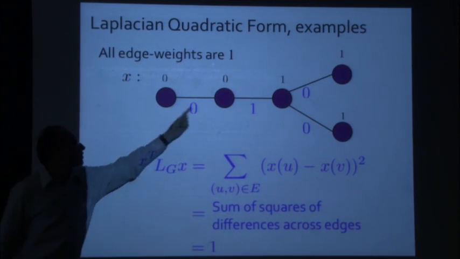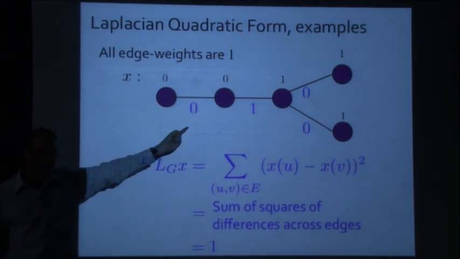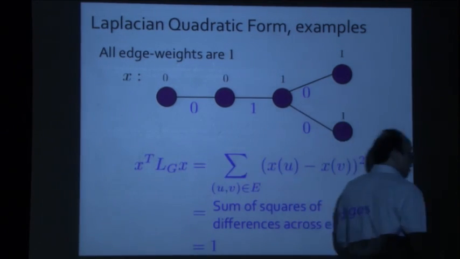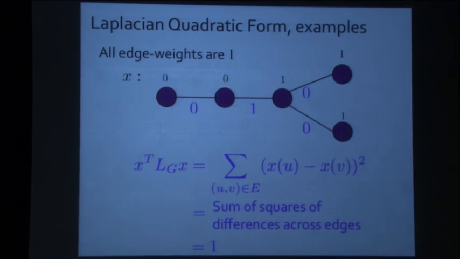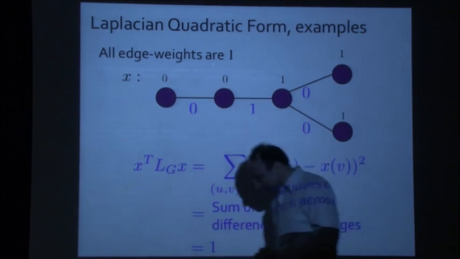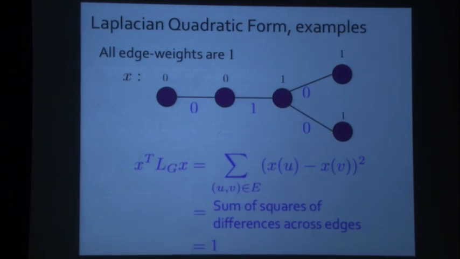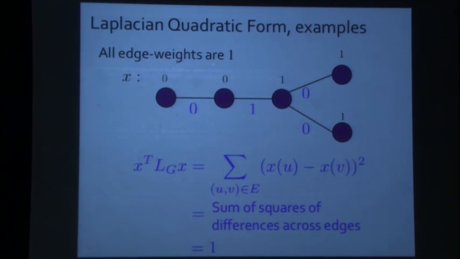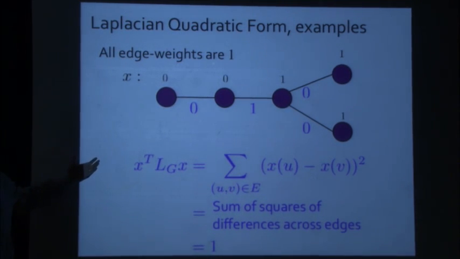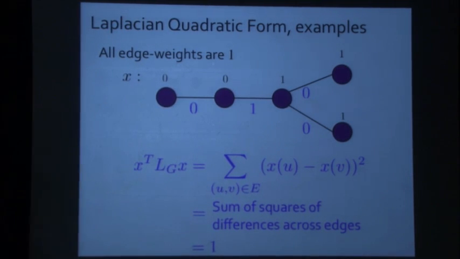So edges going from 0 to 0 have no contribution. Edges going from a 1 to a 1 have no contribution. The difference is 0. Actually, the only edge that contributes to the Laplacian quadratic form here is the edge going from a vertex labeled 0 to a vertex labeled 1. So on this particular x, the value of the Laplacian quadratic form is 1. This is, to me, a very interesting sort of vector x in having values 0 and 1 at the vertices.